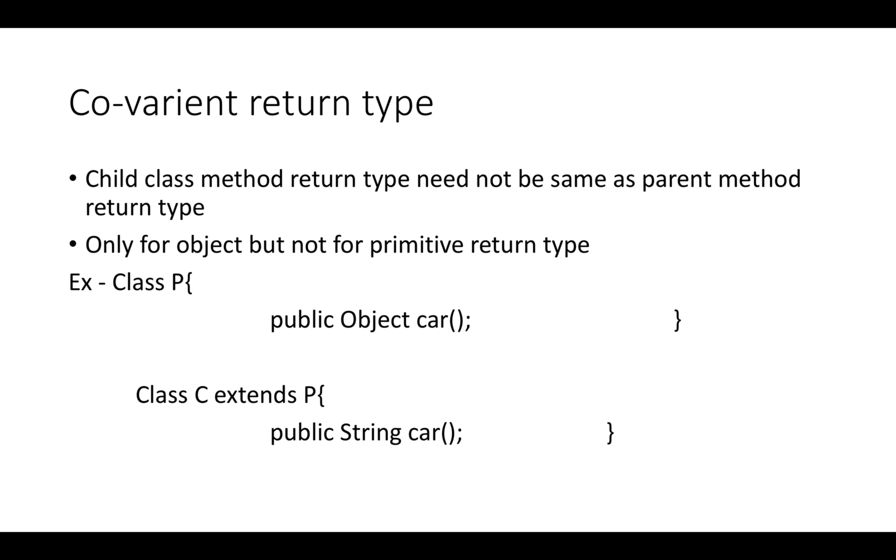Let me discuss the covariant return type in overriding. The child class method return type need not be the same as the parent method return type. You can see from the example, in the child class we have the method with return type String, but in the parent class we have the same method with return type Object. Object is a parent of the String class, so this is a covariant return type, and we can easily write this code and it will execute.